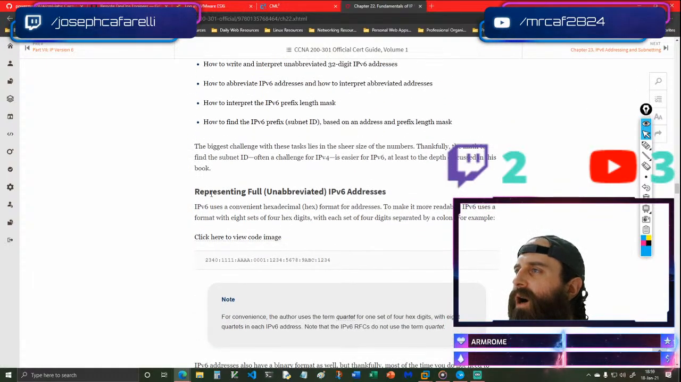Representing full unabbreviated IPv6 addresses. IPv6 uses a convenient hexadecimal format for addresses. To make it more readable, IPv6 uses a format with eight sets of 4 hex digits, with each set of 4 digits separated by a colon, for example. So here's an IPv6 address here.